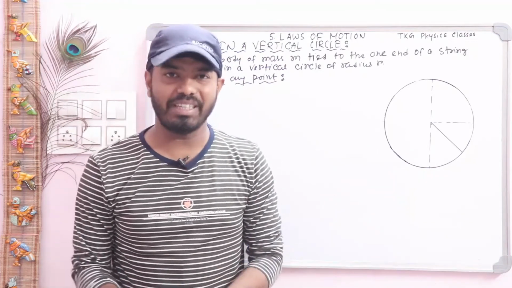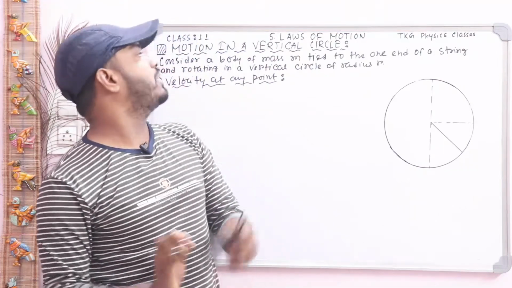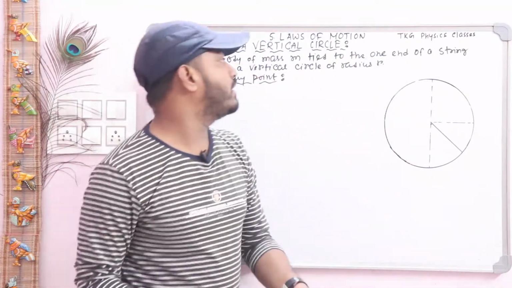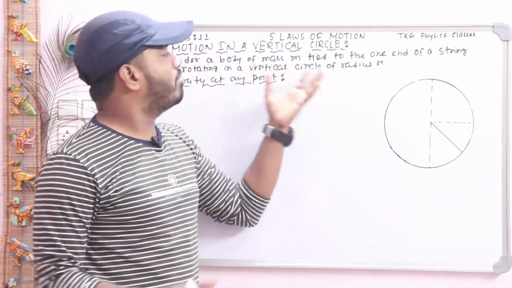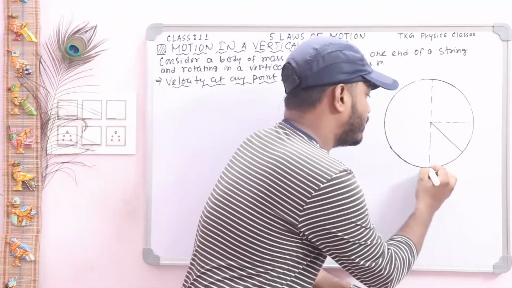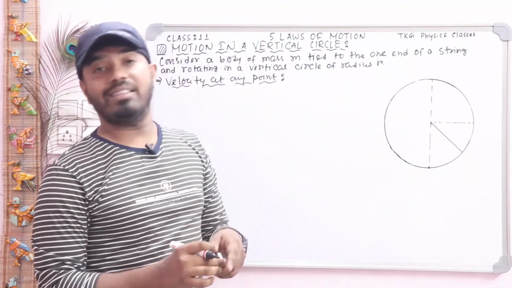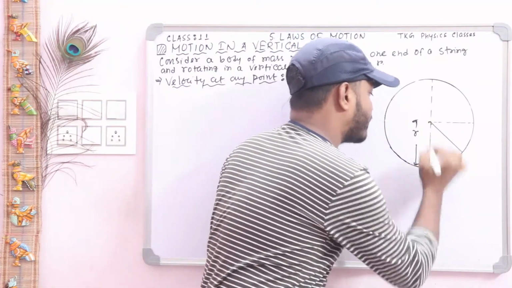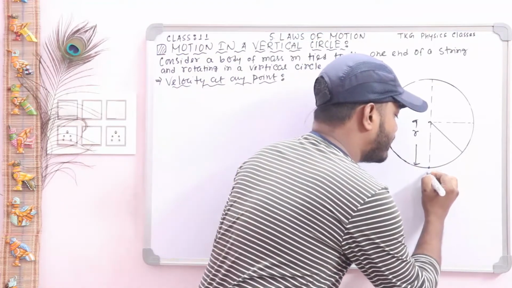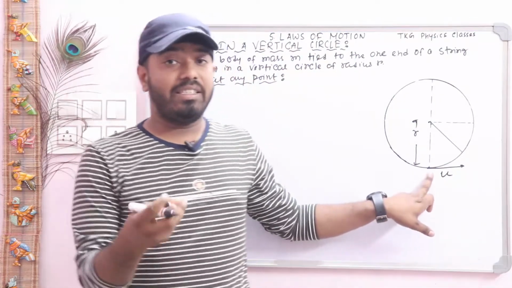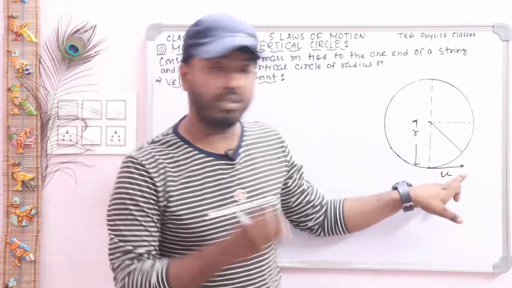So open your copy and write down the notes. First of all, write this: the motion of a vertical circle. This is our today's title. And write: a body of mass m tied to one end of a string, the body of mass m rotating in a vertical circle of radius r. This vertical circle's radius is r. Here suppose, what is the direction of this velocity? Obviously tangential, that means the tangent through this point.